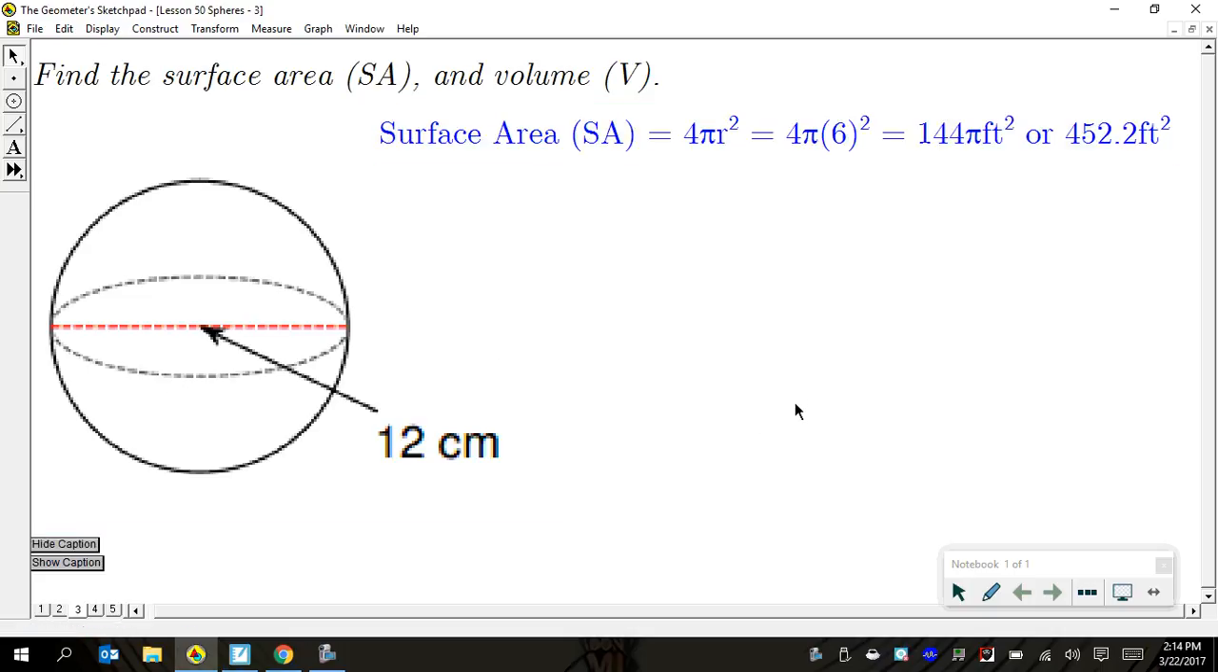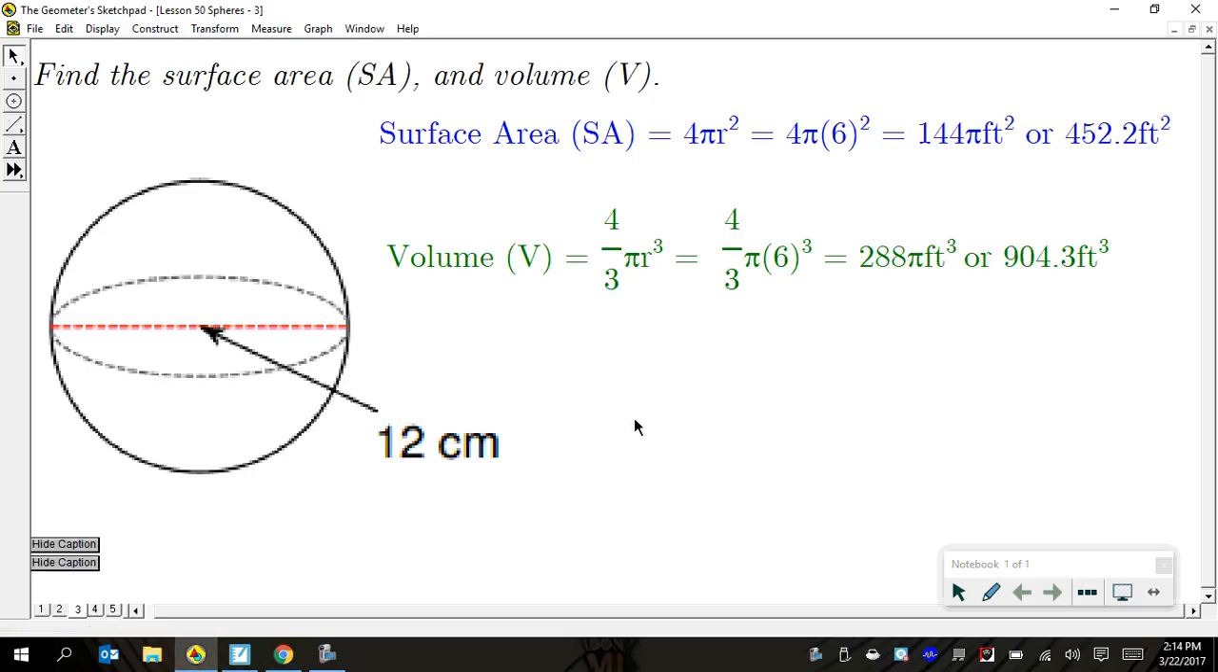This time we're given the diameter, so we're going to cut that in half and plug 6 in for the radius to get 144 pi feet squared, or 452.2 feet squared. For the volume, again, we'll plug 6 in for the radius. 6 cubed is 6 times 6 times 6. We'll multiply that by 4 and then divide that by 3 to get 288 pi. When we multiply by pi, we get 904.3.